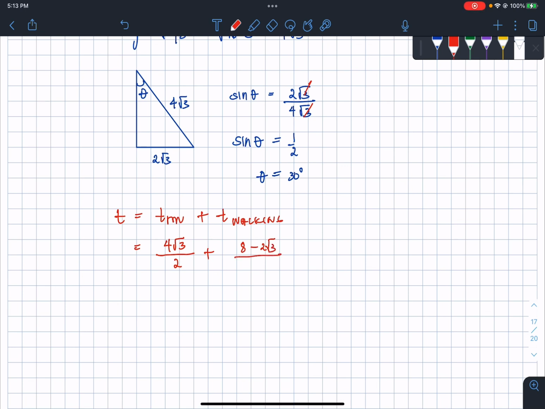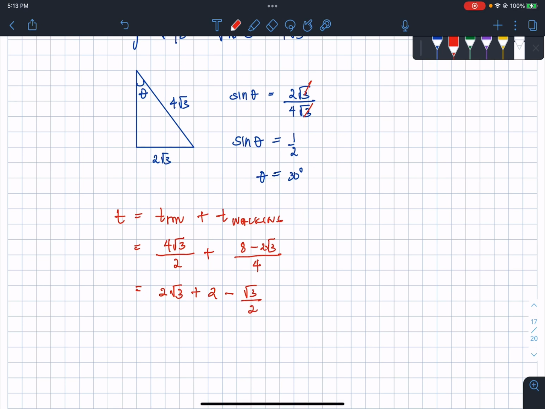Then divide it with 4. So this is 2. 4 divides 2 is 2, 2 square root of 3. And then plus 8 over 4 is 2. And then minus, so 2 over 4 is 1/2, square root of 3 all over 2.